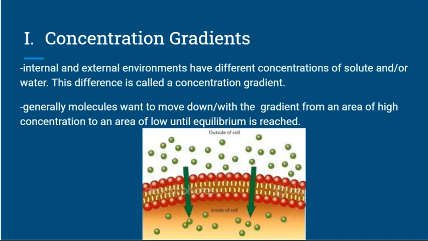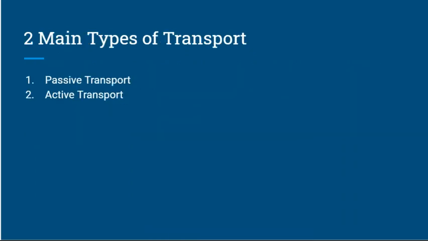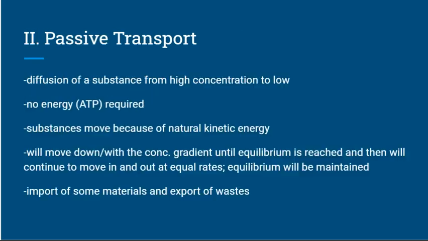Also, some cells or things are set up to have a gradient. For example, your nerve cells work, the whole reason they send messages is because there's a different concentration inside and outside. Mitochondria need this, chloroplasts need this. So sometimes that difference is going to be beneficial. Concentration gradient differences are not always bad. Sometimes they have a really good purpose. So when we're talking about transport into and out of a cell, there's two main types, passive transport and active transport. And we're going to go through both of those individually.